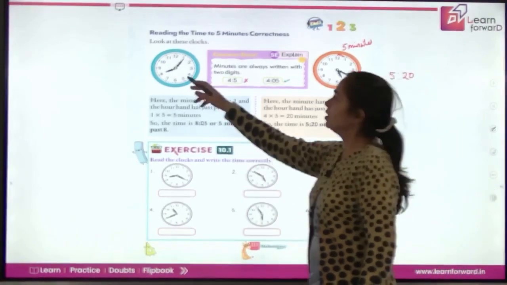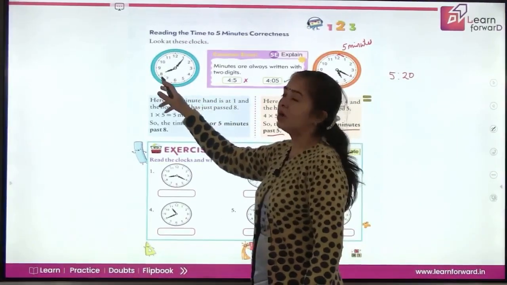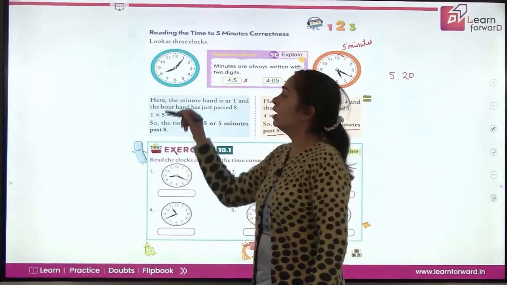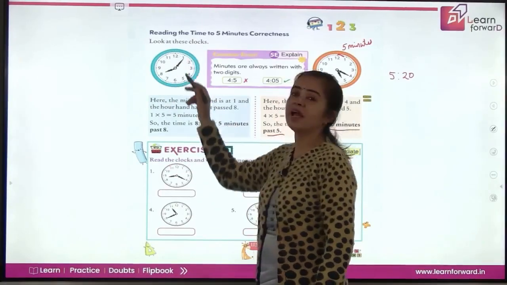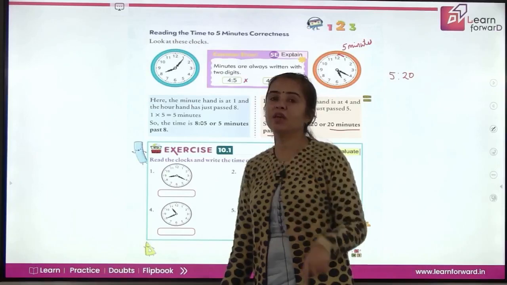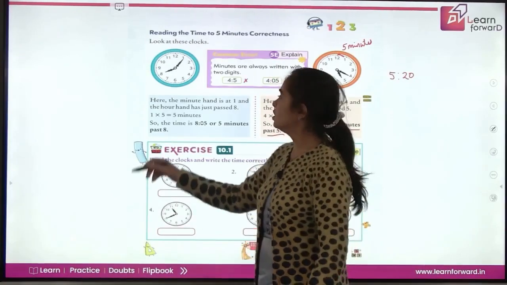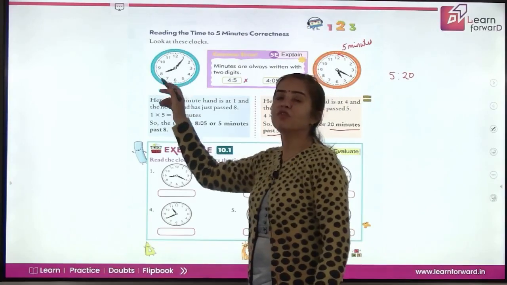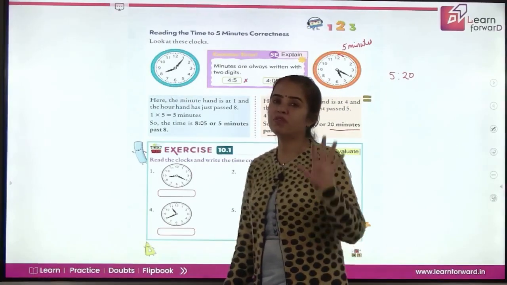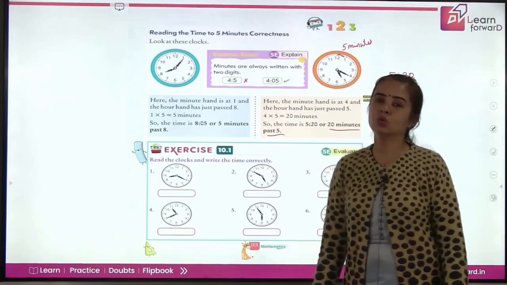When you look at this clock, here the hour hand seems to be at 8 and the minute hand has moved just by one number, and one number means just 5 minutes. So we say this is 8 hours 5 minutes, or you also say 5 minutes past 8 o'clock.